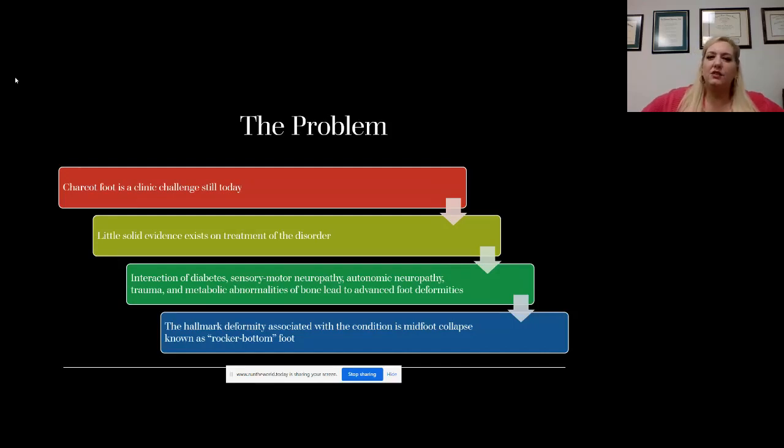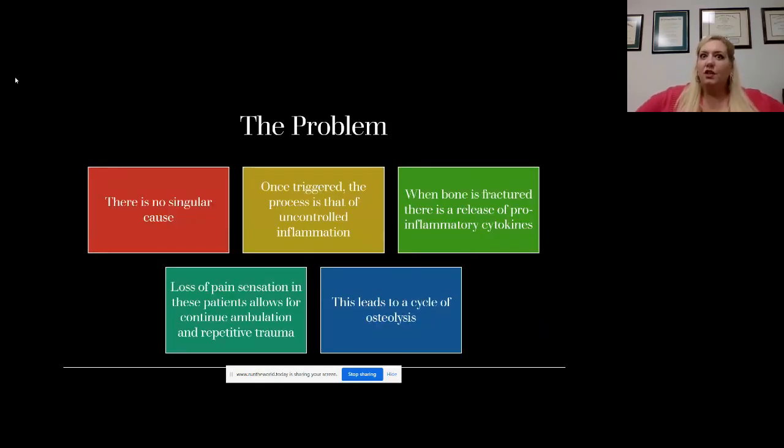It is an interaction of diabetes, sensory neuropathy, autonomic neuropathy, trauma, and metabolic abnormalities, kind of like a perfect storm that leads to bone abnormalities. And the hallmark is that rocker bottom foot. There's no singular cause, as you can see, but once triggered, it's really a process of uncontrolled inflammation. The bone is fractured, and there's release of pro-inflammatory cytokines. With the patient's loss of sensation, patients kind of walk through it. They continue to ambulate and have these repetitive stresses, so the bones continue to break down, and we see this cycle of osteolysis or osteoclastic activity.